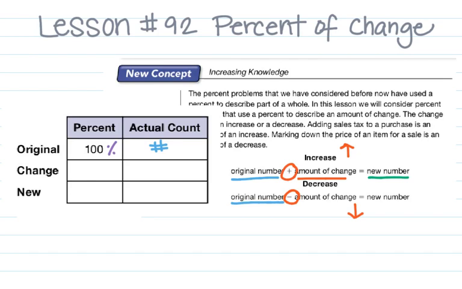I'm going to have an increase or a decrease in percentage, which is going to give me an increase or a decrease in my actual. This is going to be then a new percentage. And this is going to be a new number. So let's go over this with an example.